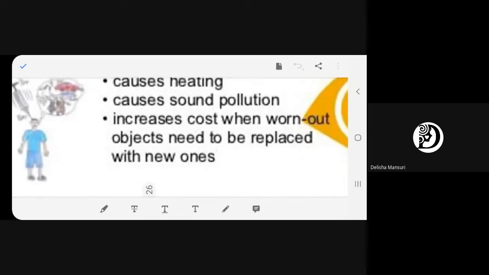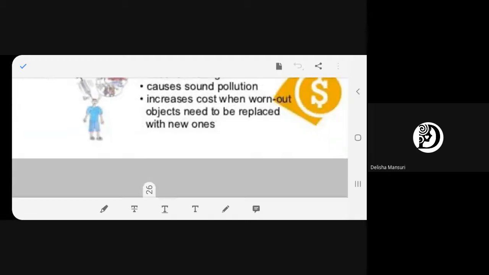And also, if any object is worn out, old, used up, to replace it with a new one is very expensive. It costs a lot. These are the disadvantages of friction.